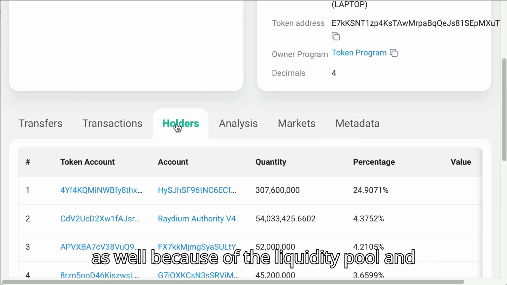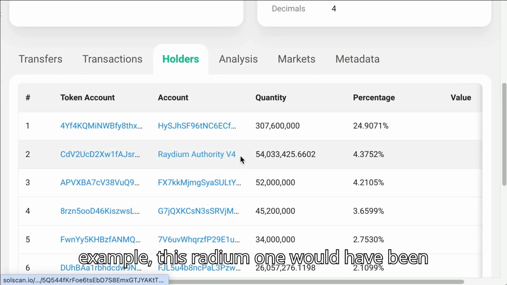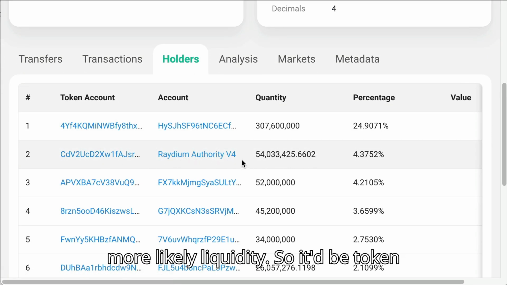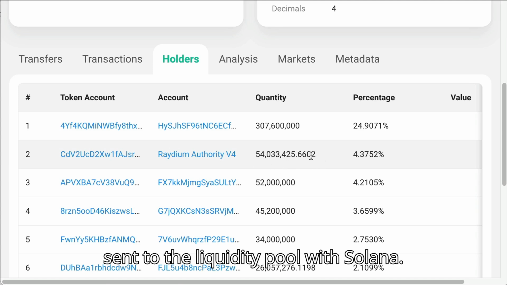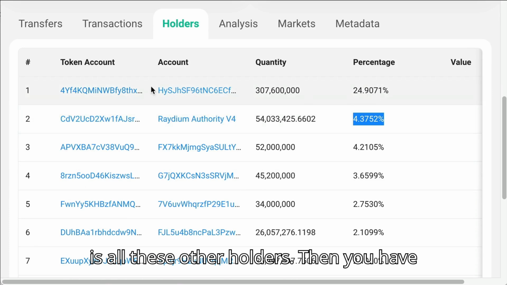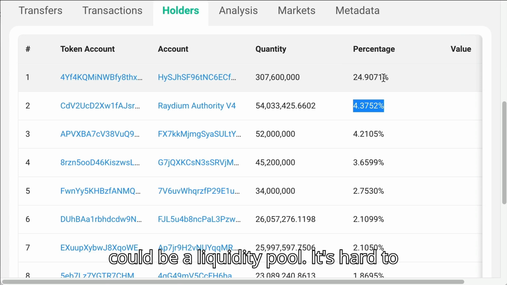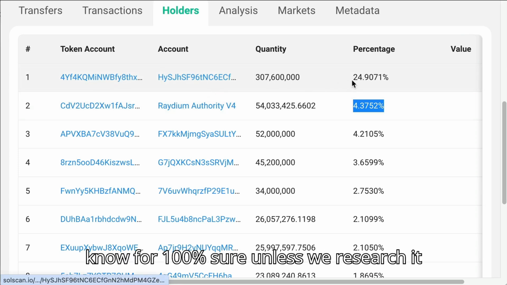Now you have to remember here as well, because of the liquidity pool, there'll be a certain amount. For example, this Raydium one would more than likely be liquidity, so it would be tokens sent to the liquidity pool with Solana. That one you don't have to worry about. It's all these other holders that you have to worry about. This top one, again, could be a liquidity pool. It's hard to know for 100% sure unless we research it more.